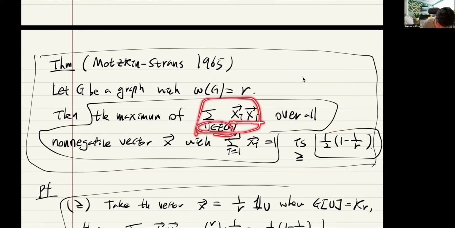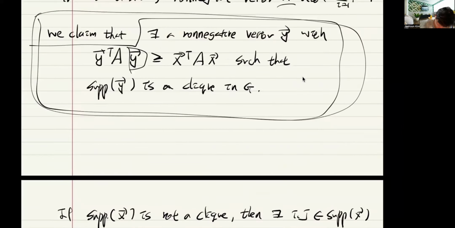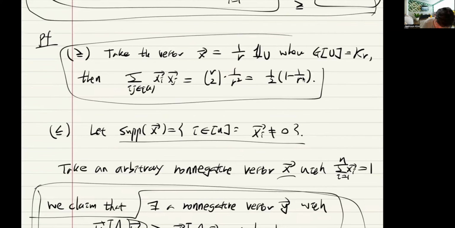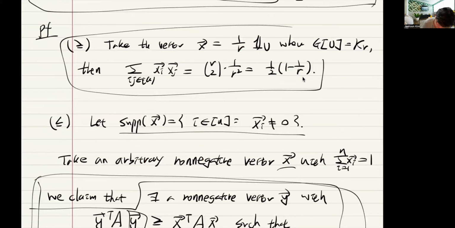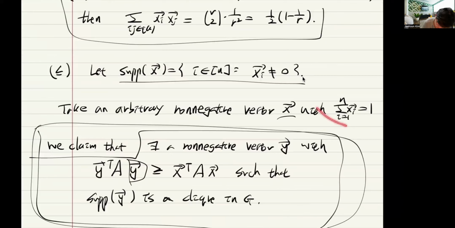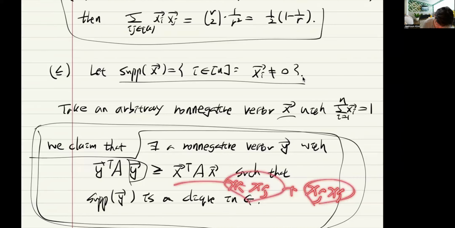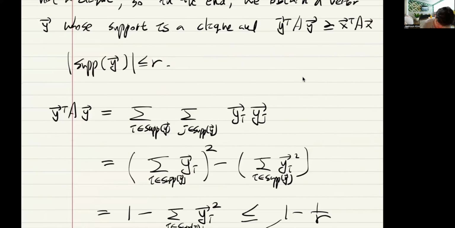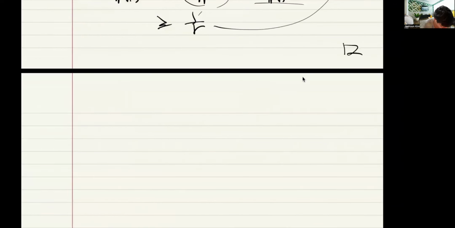Because here, for all edges, you multiply, so xi xj appears once. But on the other side, you have xi xj and then xj xi, so everything appears twice. So it's 2 times. So here we get half of what we wrote here. So that proves Motzkin-Strauss.